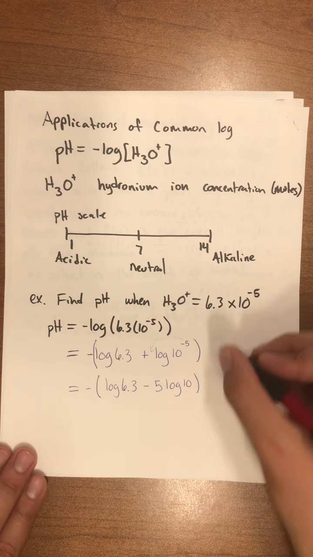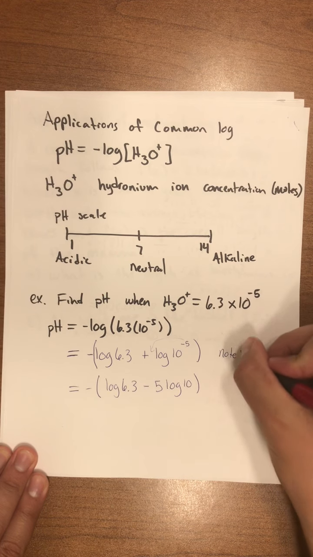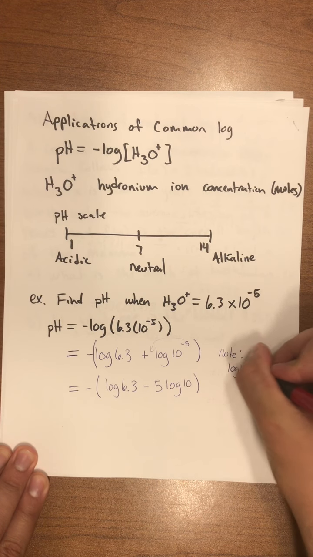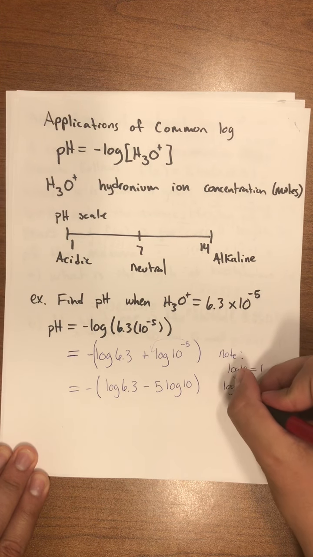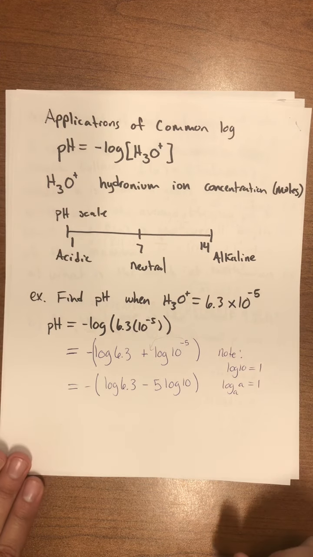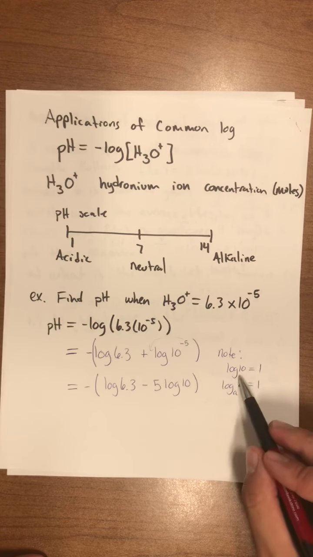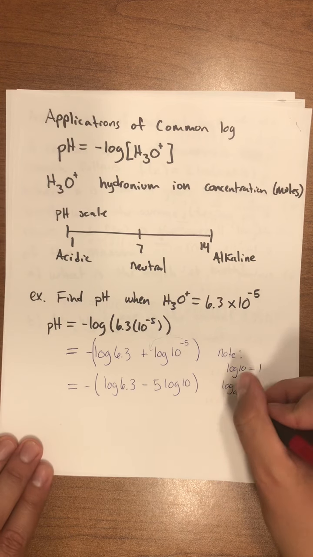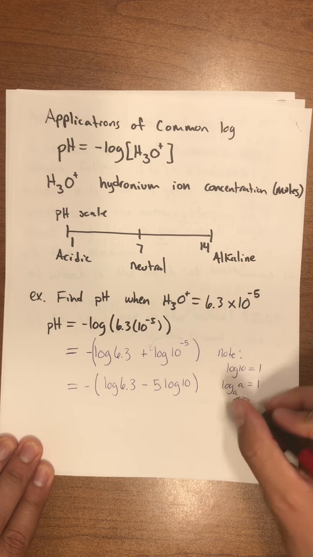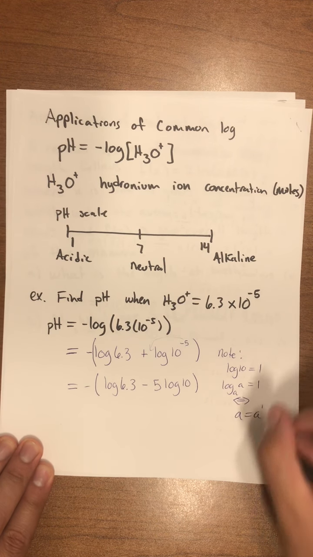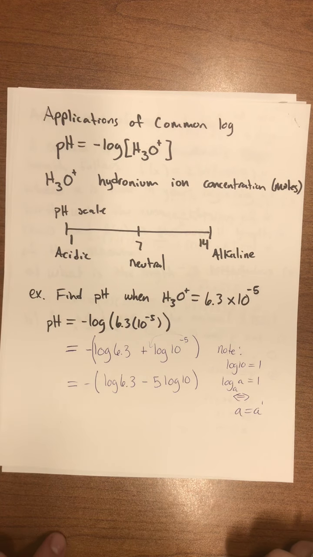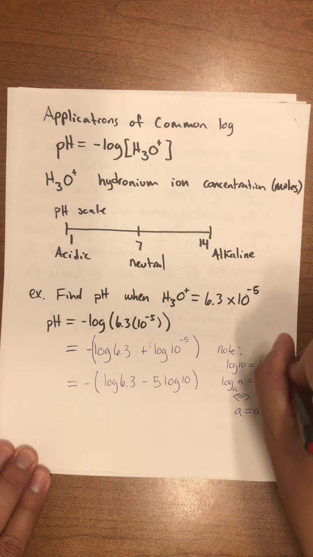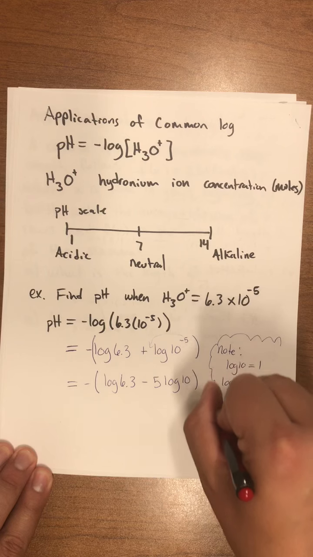So the common log of 10 is 1, and that comes from log base a of a equals 1. So the base is 10, the argument is 10, and if you recall, that is because a equals a to the first. If we were to transform that to an exponential equation, it's pretty easy to see a equals a.